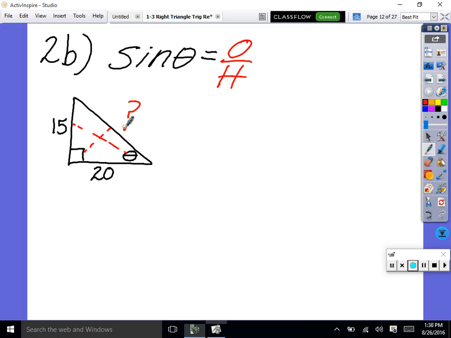But can we use the Pythagorean theorem? That's why we have the Pythagorean theorem. Side 1 squared, 15 squared, plus the other side squared, 20 squared, is equal to the hypotenuse, which happens to be question mark squared. I did this on purpose to help, because of that reason.